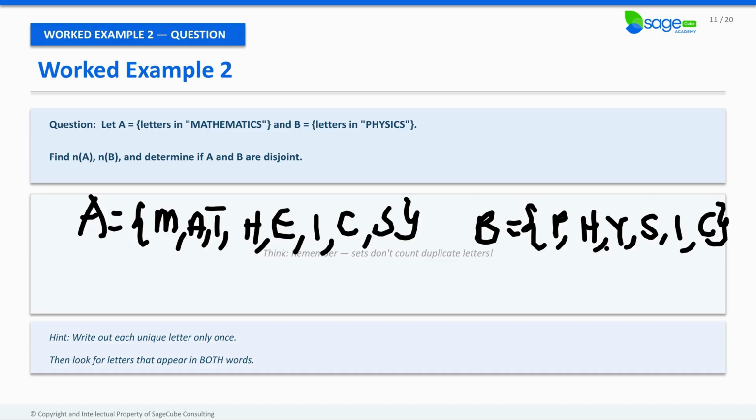So H is there. Then there are others. There are others like what? I and C and S. But H alone being there tells us that what? They have a shared element. So then we know that they are not disjoint. So then we find the intersection being H, I, C, S. So math and physics turn out to have quite a lot in common, even at the letter level, right?